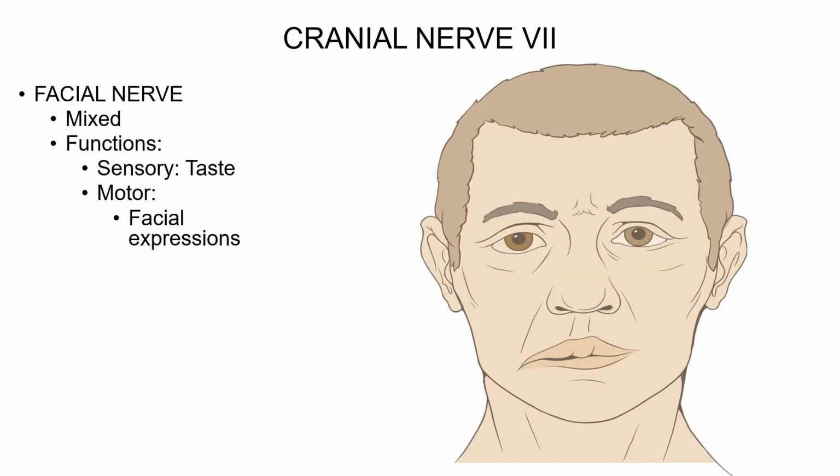Moving along to cranial nerve number 7, the facial nerve. The facial nerve is also a mixed nerve, so we have both sensory and motor function. From a sensory perspective, it helps you with taste, but more specifically, it's the anterior 2/3 of your tongue. So it's only the front of your tongue that's innervated by the facial nerve.